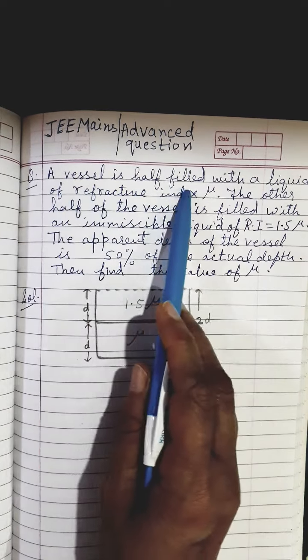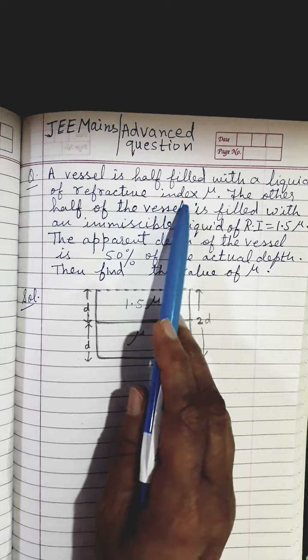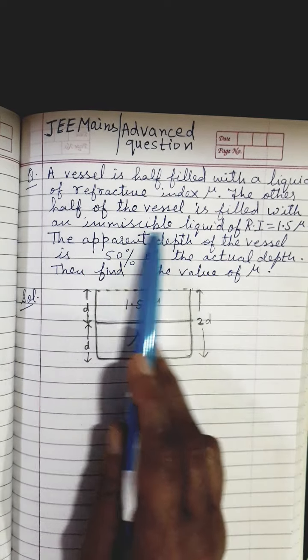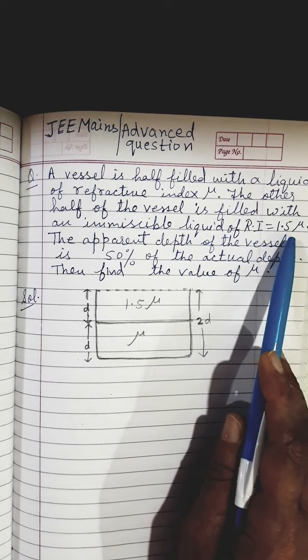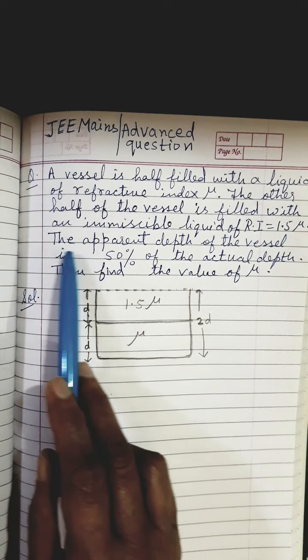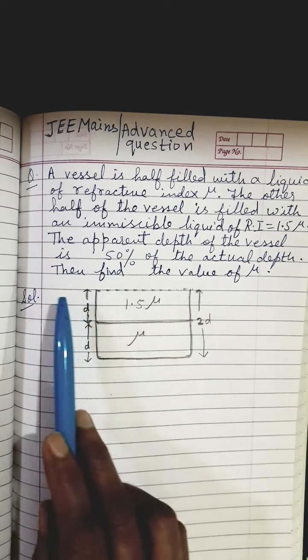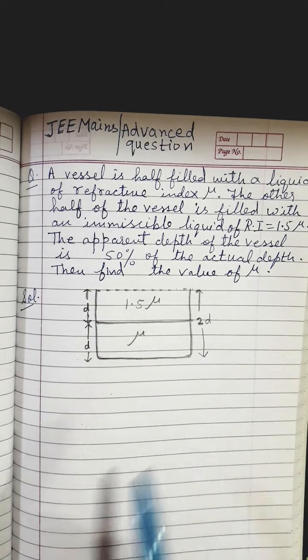A vessel is half filled with a liquid of refractive index mu. The other half of the vessel is filled with an immiscible liquid of refractive index 1.5 mu. The apparent depth of the vessel is 50% of the actual depth. Then find the value of mu.